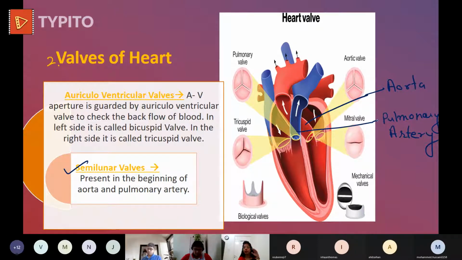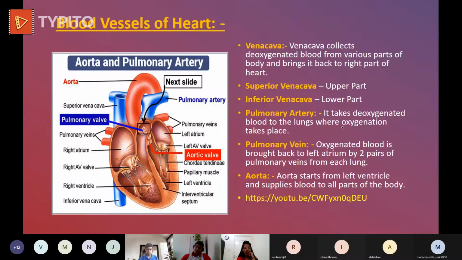So now we are acquainted with the chambers and the valves. If the doctor says, oh, valves are not working in the heart, you should ask which valve is not working. I know every valve. So the doctor will say, auriculoventricular valve is not working in the heart of the patient. Then you will ask, which auriculoventricular? Is it bicuspid or tricuspid? I know everything. All right, now come to the third thing, the blood vessels of the heart.